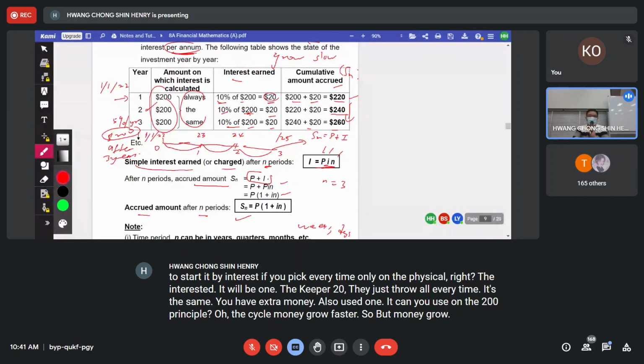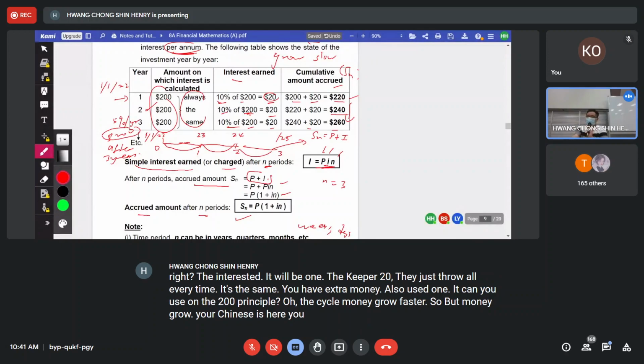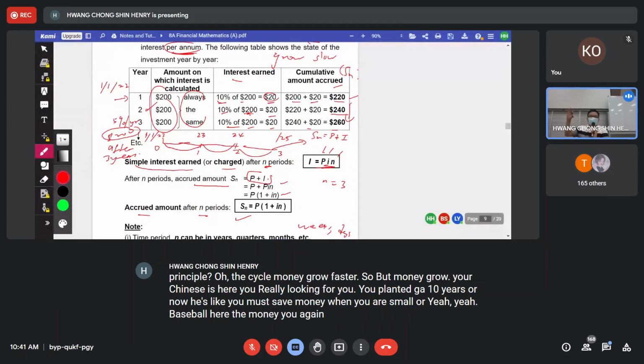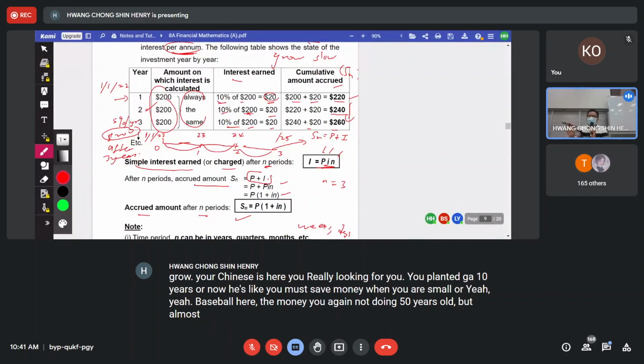You know, for Chinese, they say, you plant the tree 20 years from now. Have you heard before? You plant the tree, right, 20 years from now. Means what? You must start saving money when you are young. Save the money during young, not during 50, 60 years old, borrowing money in rate.